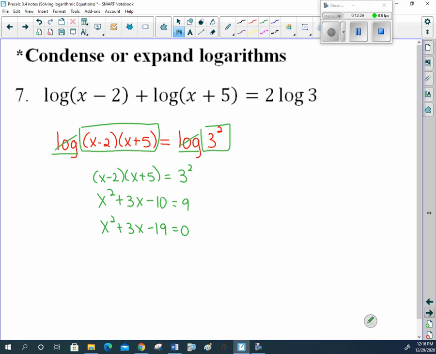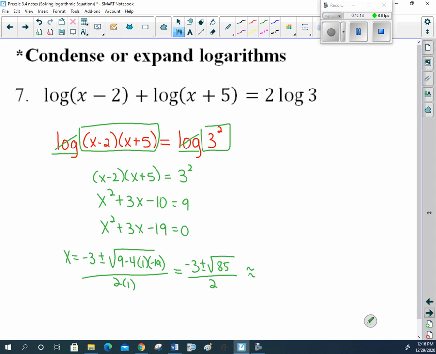We're going to want to factor that if we can, and if we can't, we're going to put that in the quadratic formula. So I'm going to go ahead and put that in the quadratic formula. x equals the opposite of b plus or minus the square root of b squared minus 4 times a times c, divided by 2 times a. So negative 3 plus or minus the square root of, let's see what's under our radical, 9 minus 4 times 1 times negative 19, which is 85, over 2.